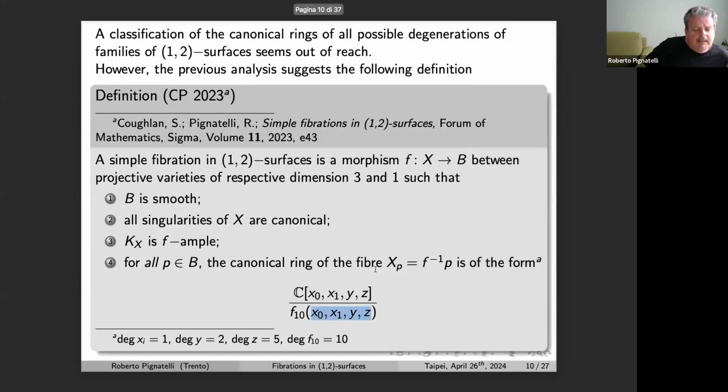Let me add one comment before. There is a paper by Rollenske and Pardini about this moduli space of stable surfaces that says that if you take a stable Gorenstein 1-2 surface, it is a hypersurface of degree 10 in P(1,1,2,5). So we are allowing in our fibrations all stable Gorenstein 1-2 surfaces. We are also allowing non-Gorenstein fibers, as we will see later, and we are also allowing unstable things.